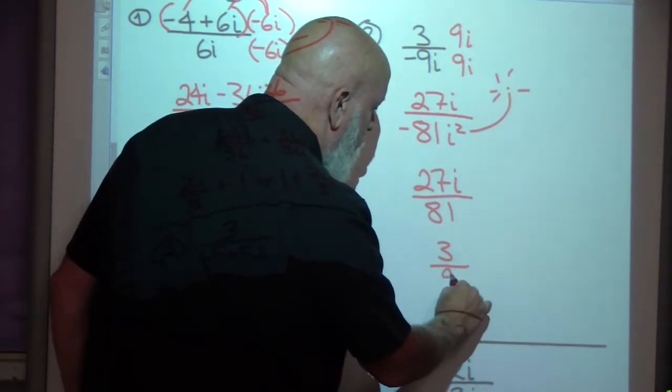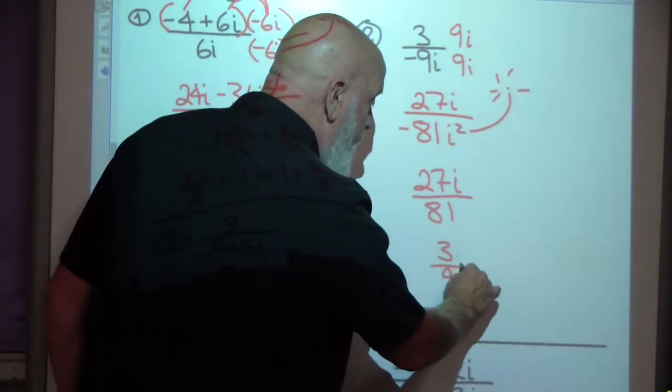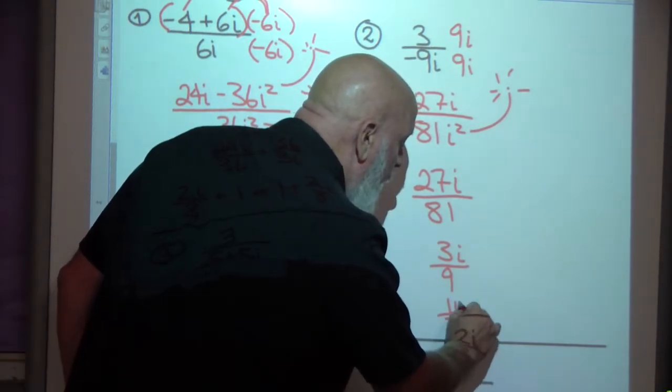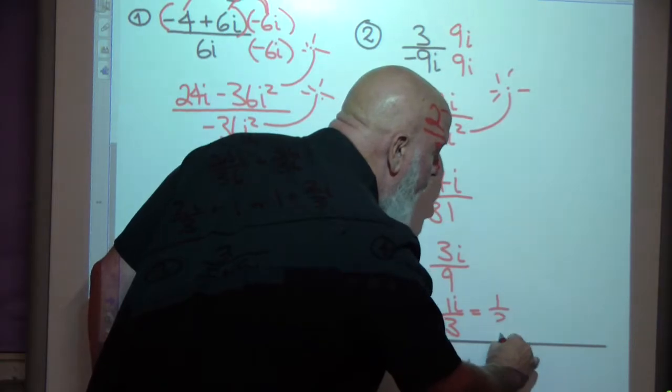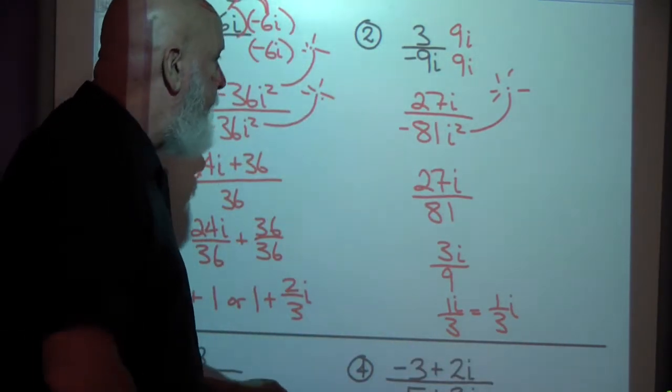Both of these will actually divide by 27. I can divide these by 3 again. So this will give me 1I over 3, or we would call that 1/3 I if you wanted to stick it out to the side. So that will give me a pure imaginary number.